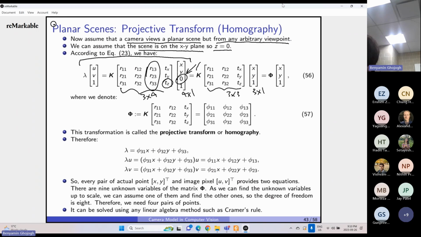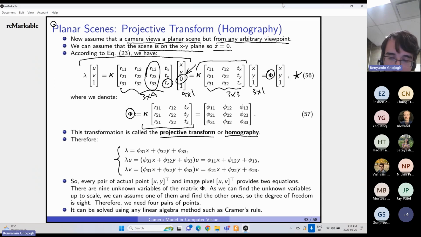Now I define this matrix K times this matrix by phi. So it's a 3 by 3 matrix. Therefore I can replace this by phi, and this phi is called projective transform, also called homography. Okay, so consider this equation 56. It gives me 3 equations. It's a system of linear equations, right?